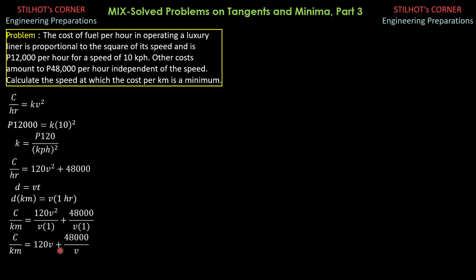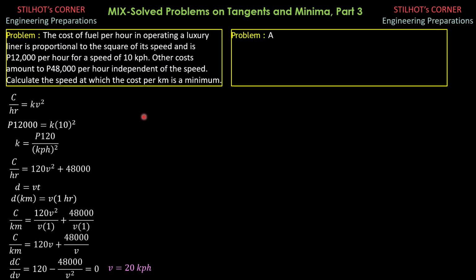Differentiating cost with respect to V, so it is 120, then we have constant over variable, the derivative is negative constant over variable square. So 120 minus 48,000 over V square equals 0. So V is square root of 48,000 over 120 and it is equal to 20 kilometers per hour. So that's for this problem.